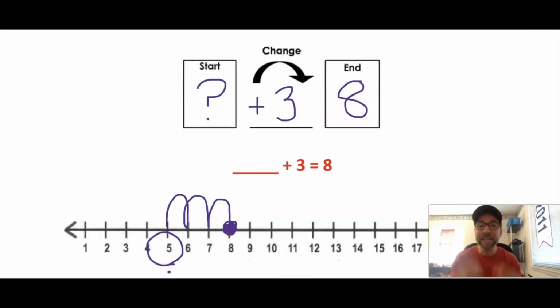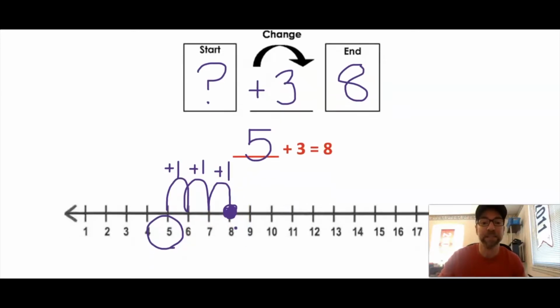What number did we start at? You can see it on the number line. We started at 5. We counted up 3 hops. 1, 2, 3, and we landed on 8. So a mathematician always checks to make sure his answer is correct. 5 plus 3 equals 8. Awesome job. Go ahead and clear off your sheet protector.